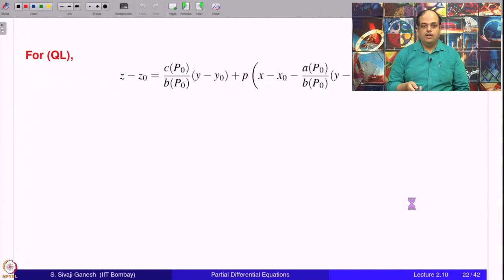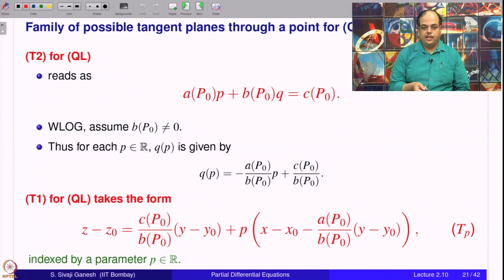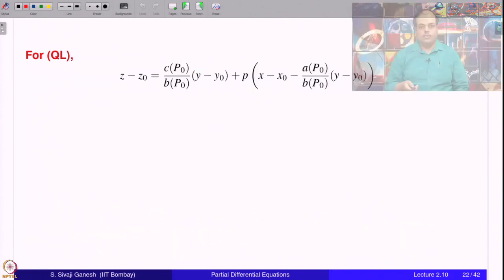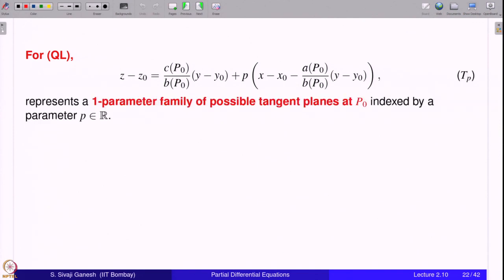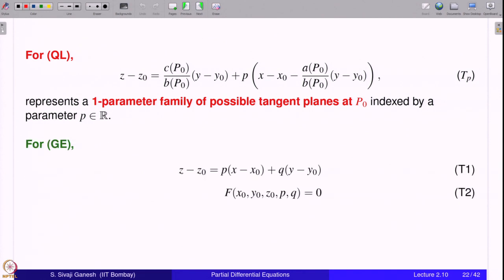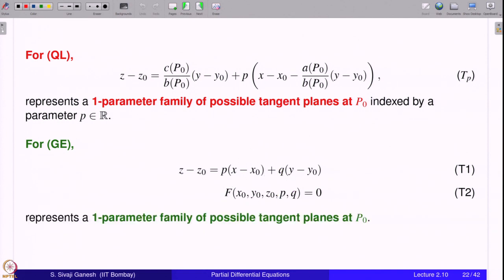It is because, how did we get this explicitly, this P here? Because we could solve from the equation, we expressed Q in terms of P, an explicit expression, and then we substituted and got this. Now, for GE also we would like to do the same thing. Okay, let us continue. For QL, this is the equation, it represents a one parameter family of possible tangent planes indexed by parameter P. So, for GE exactly this, right, this is T1, T2 as written earlier. So, this represents a one parameter family of possible tangent planes at P0.